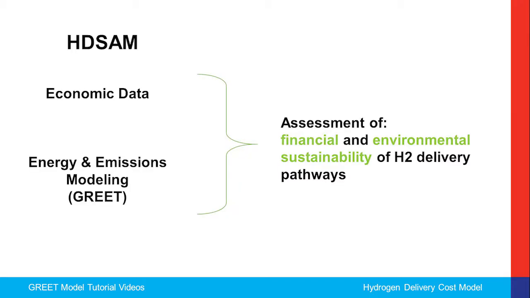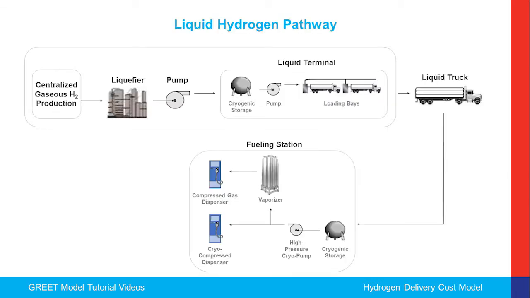As a reminder, HDSAM incorporates economic data into the energy and emissions modeling provided through GREET to enable assessment of financial sustainability as well as environmental sustainability of hydrogen delivery pathways. In HDSAM, the liquid hydrogen pathway begins at a centralized gaseous hydrogen production facility, after which gaseous hydrogen is compressed and pumped to a liquid terminal. From the liquid terminal, the now liquid hydrogen is transported via liquid hydrogen truck to a refueling station where the fuel is dispensed to vehicles.